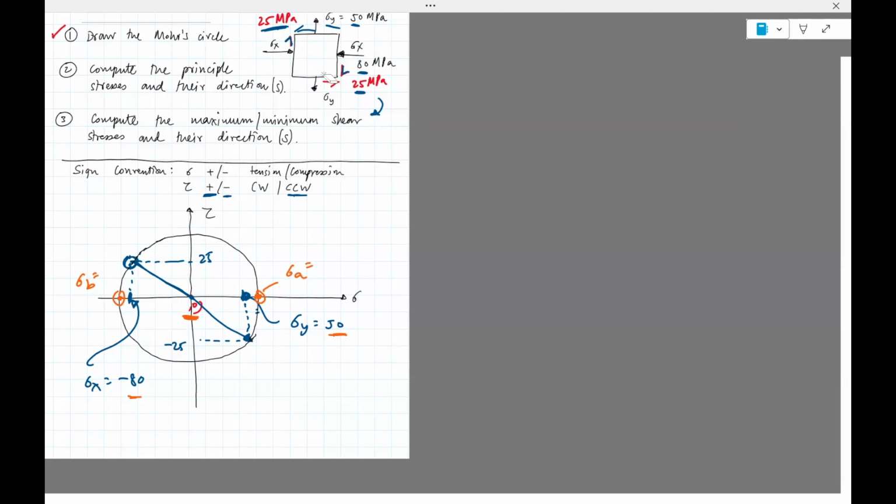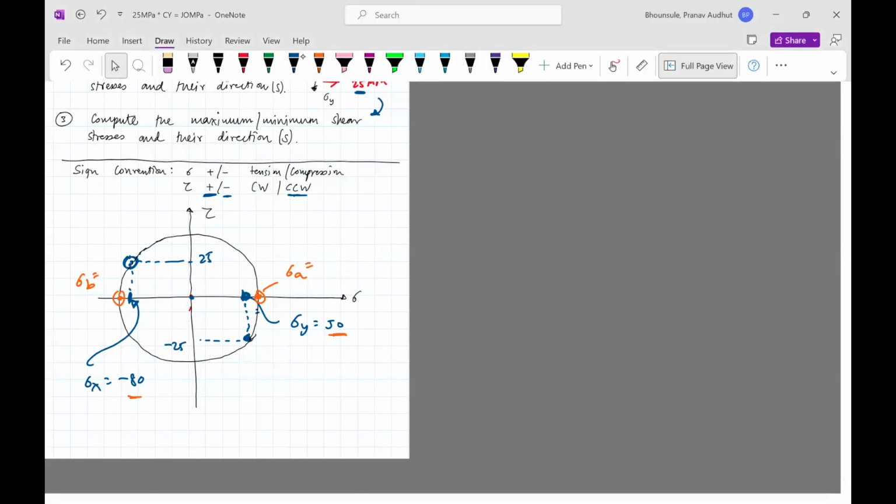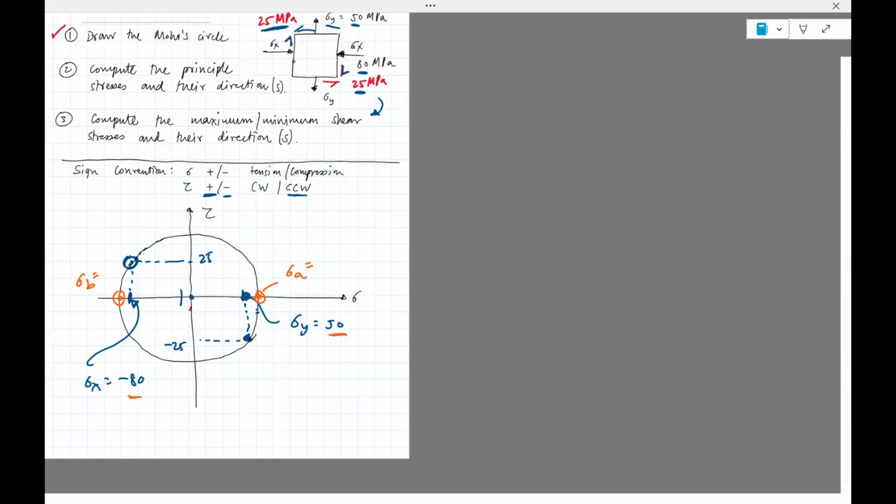Hold on. This should be this. Minus 15 comma 0, right? So it's minus 80 plus 50 divided by 2, which is minus 15. So there is an error here. So it should look like this.